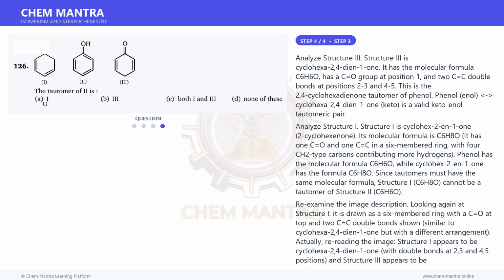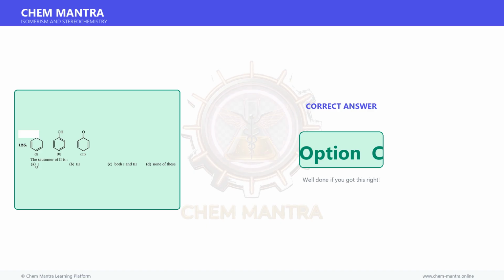Why other options fail? A. I alone, incomplete, because 3 is also a tautomer. B. 3 alone, incomplete, because I is also a tautomer. D. None of these, incorrect, as both I and 3 are tautomers of 2. Therefore, the correct answer is option C.